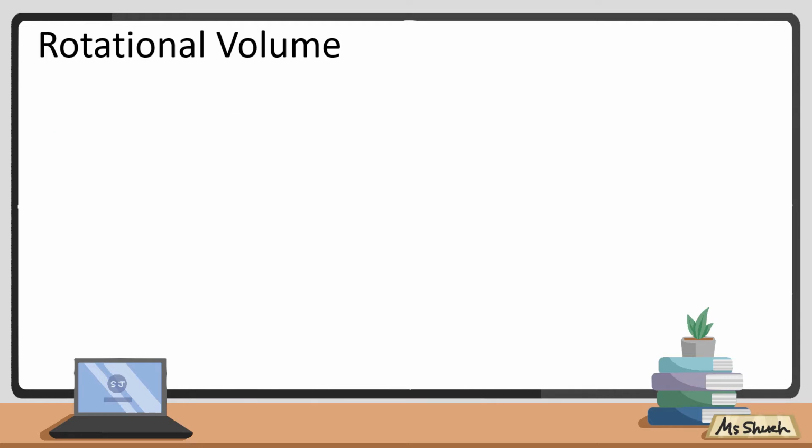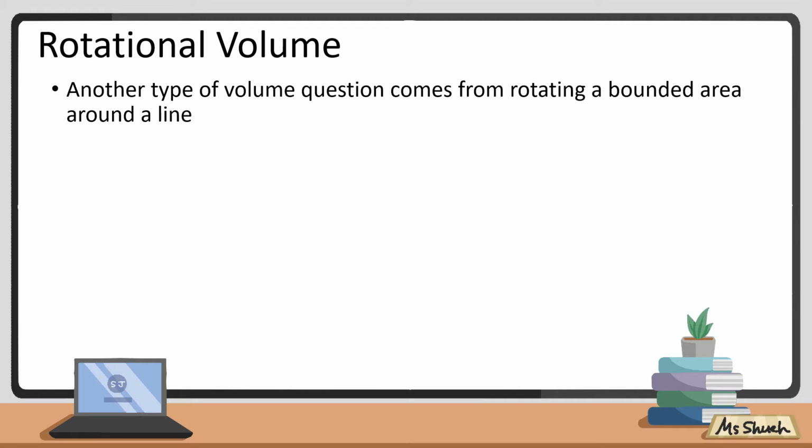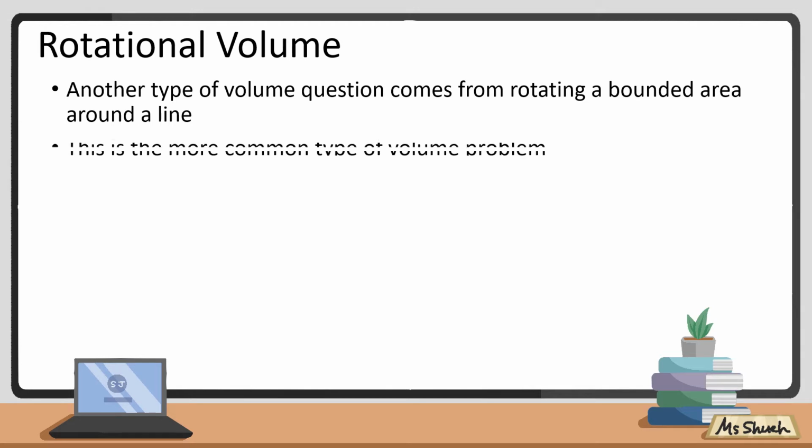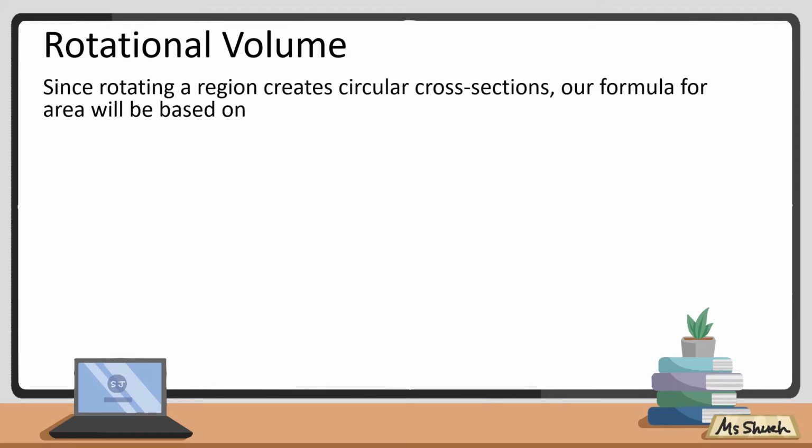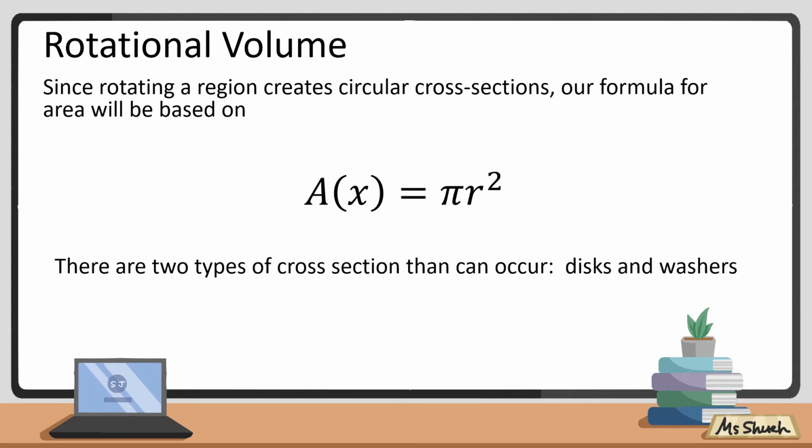In the last lesson of 3D solids, we used cross sections to create these 3D solids. In this lesson, we're going to look at another type of volume question, which comes from rotating a bounded area around a line. This is actually the more common type of problem that you will see in volume problems, since anytime we rotate a region around a line, it creates a circular cross-section. Our formula for the area will be based on pi r squared, the area of a circle.